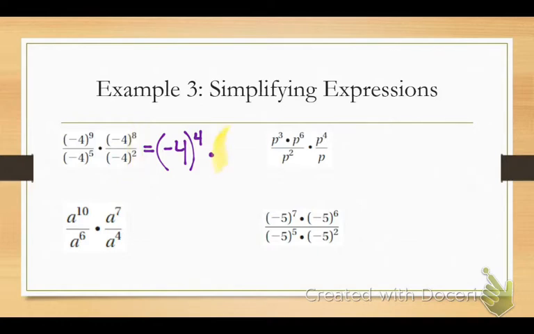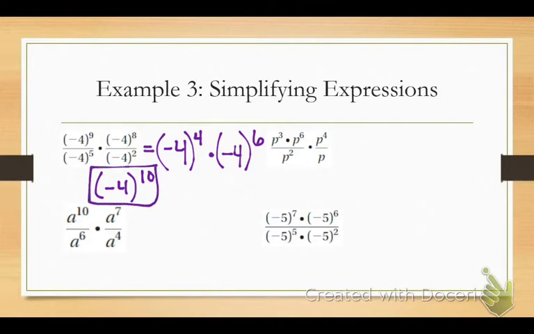So now it's times negative 4 to the 6th power, okay? And now you have product of powers. So you simplify your fractions, and now you multiply them together. Again, that operation tells you if you're adding or subtracting. Since I'm multiplying now, I add my exponents to get what? Negative 4 to the 10th power. Okay, negative 4 to the 10th power. All right.